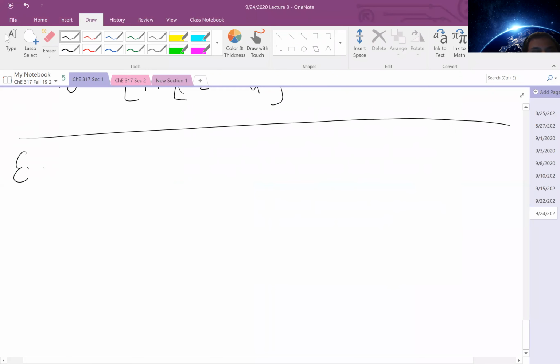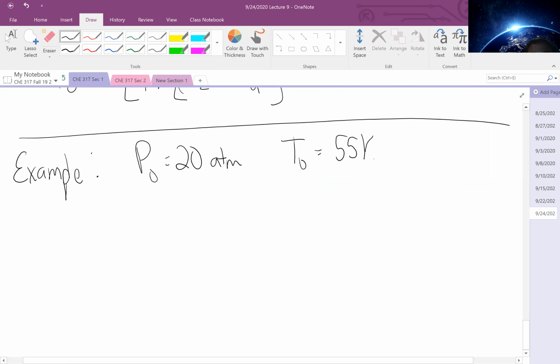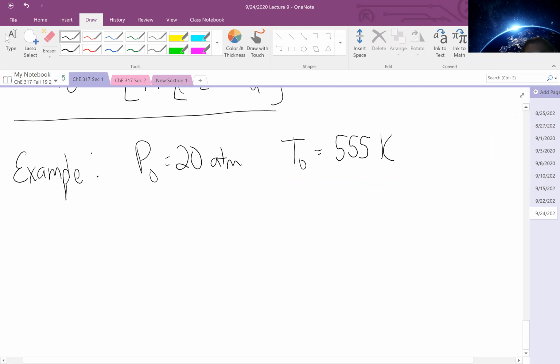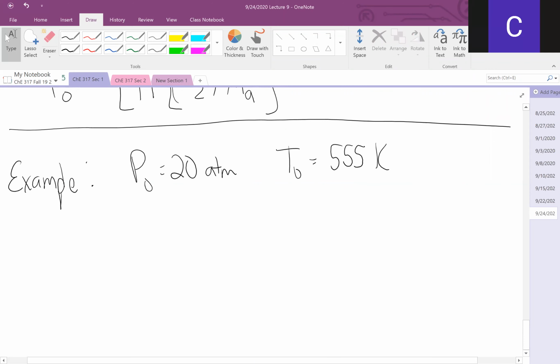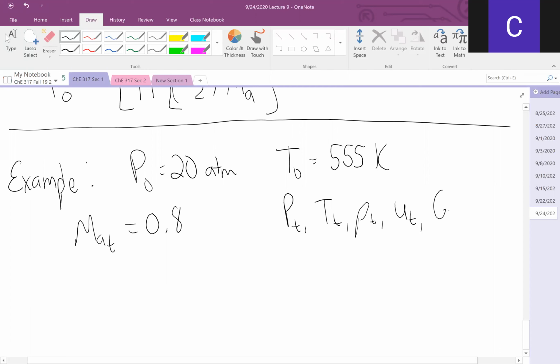So let's take a look at this example. We know that P naught is 20 atmospheres. T naught is 555 Kelvin. And the Mach number at the throat is approximately 0.8. And we want to know the pressure at the throat, the temperature, the density, the velocity, and the mass velocity.